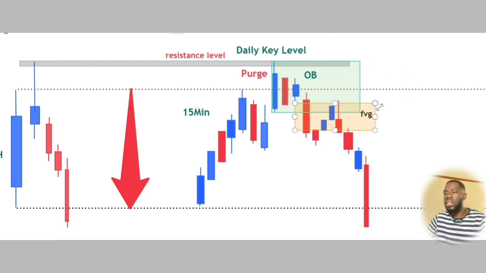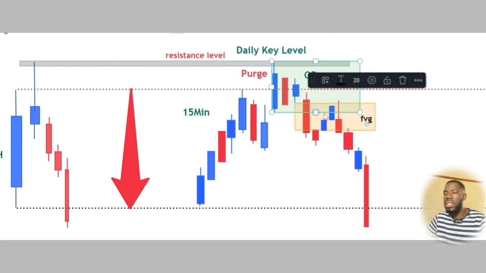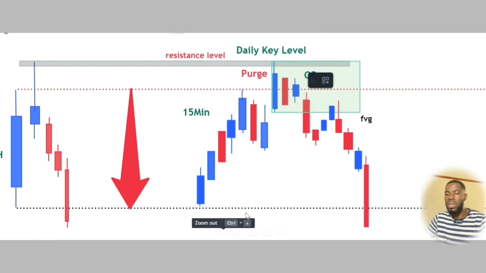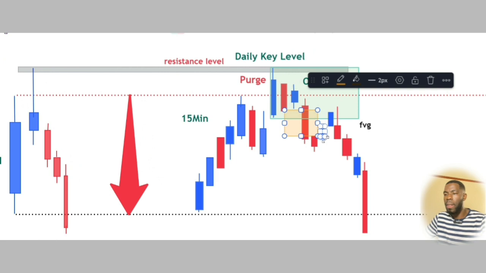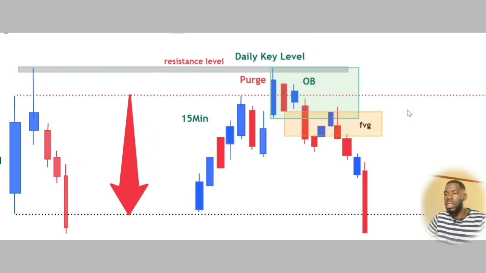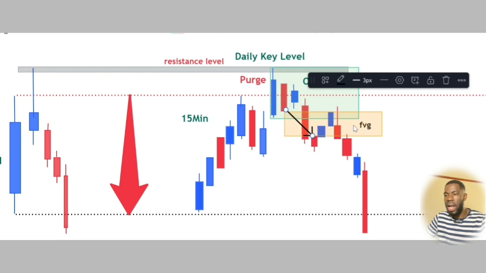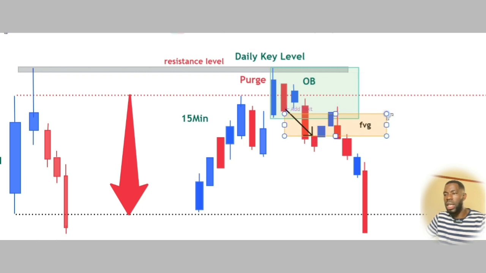All right, so the next confluence we have is a fair value gap. This is a fair value gap between this candle and that candle, okay? I'll just mark it out for you guys. From that candle to that candle, there was a gap, so that is the gap that we have stretched all the way here. So that would be our fair value gap.